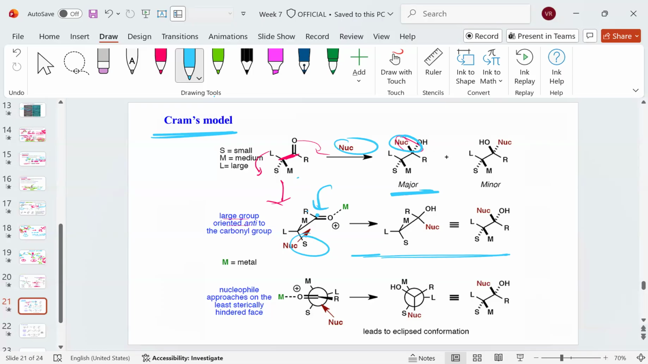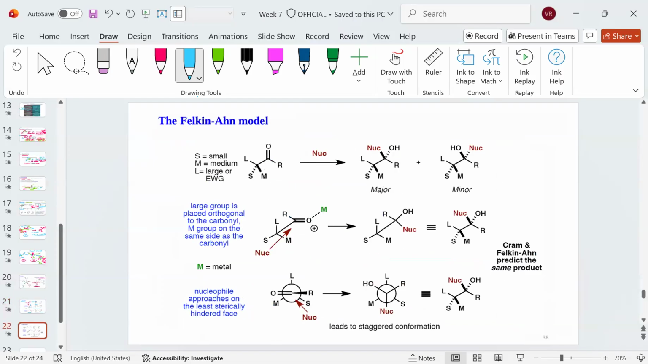So in these two formats, you can also solve this by converting it into this type of structure. This way also you will get the same product. So whichever you feel is easier, you can go that way.